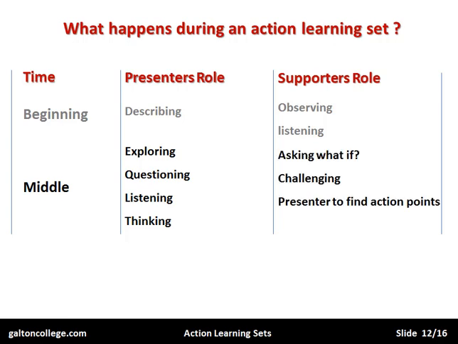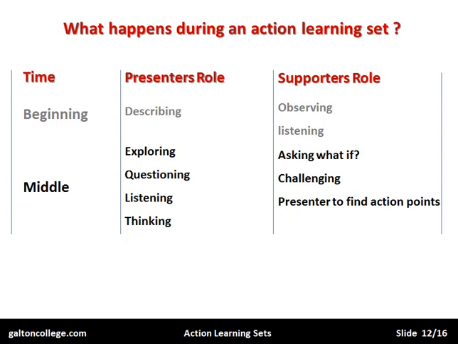As for the supporters, well, they're asking the what if questions. What if we do this, and what if we do that, and what if we change this? But these questions are important because the what if scenario enables these people to delve into the problem and try to figure out what's happening.